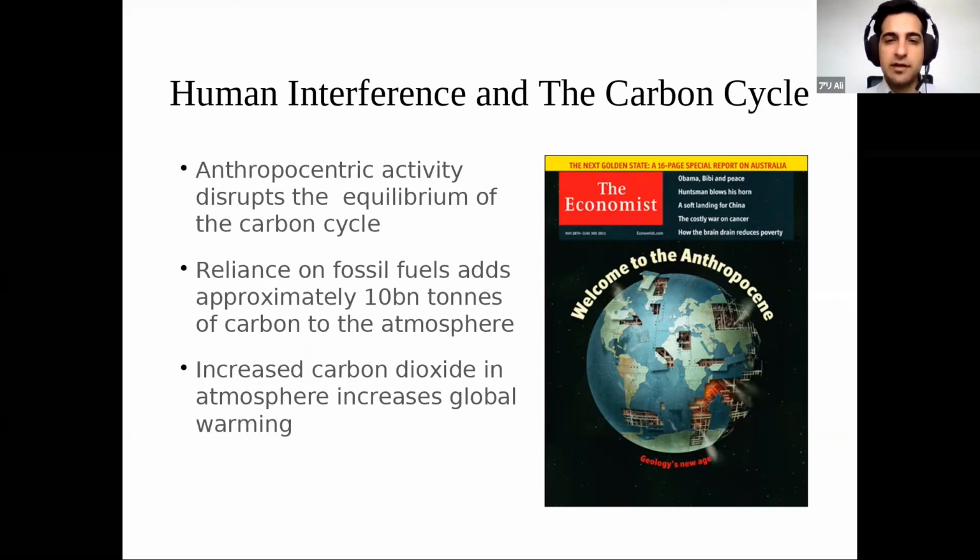Mother Nature is very forgiving, and approximately half of the extra carbon from fossil fuels is absorbed by the Earth's sinks. However, the rest of the carbon that makes it to the atmosphere traps heat, leading to a phenomenon called the greenhouse effect and warming the planet.